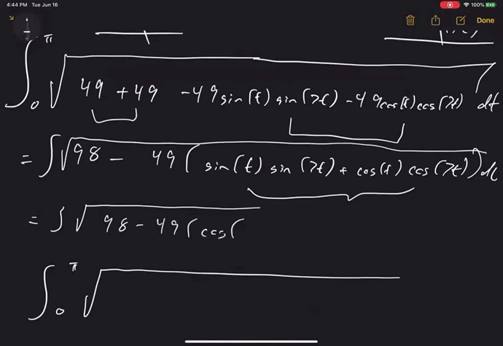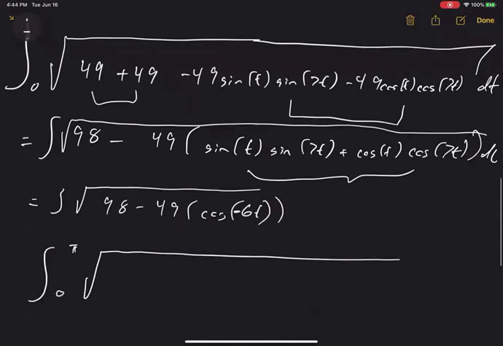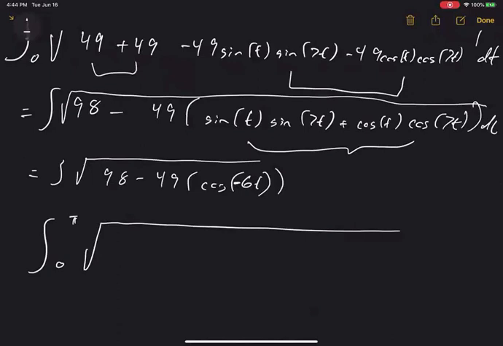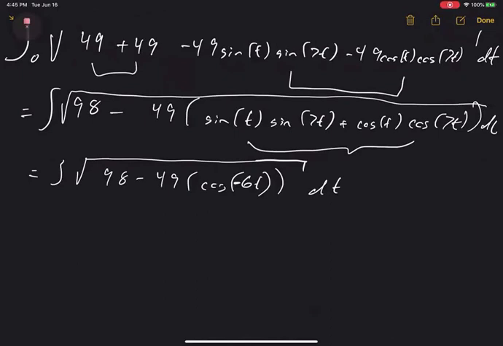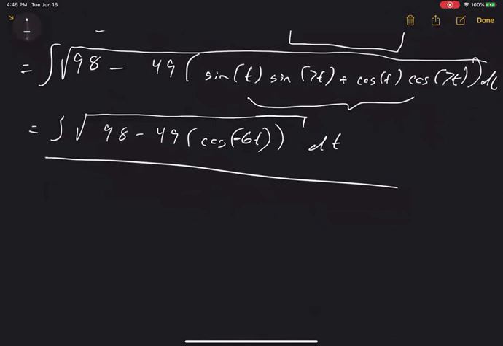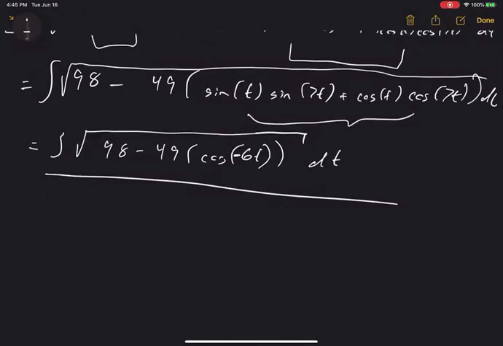So cosine of 6t. And maybe the way you do it, you get negative 6t. Okay, but that's fine. Cosine of 6t and cosine of negative 6t are the same thing because cosine is an even function. So what I have is now this. And let's factor out a 98. If I factor 98 out of this, well, I get 1 minus cosine of 6t.